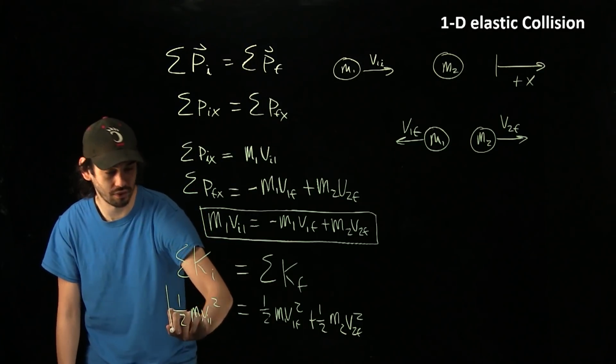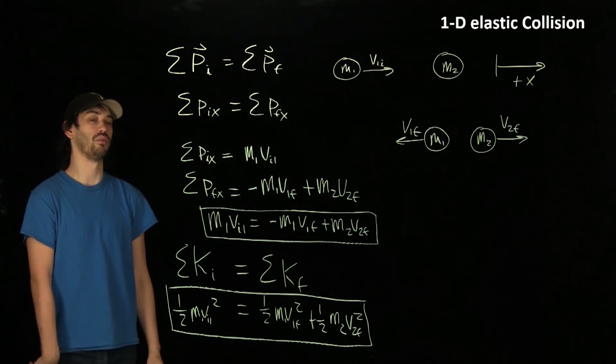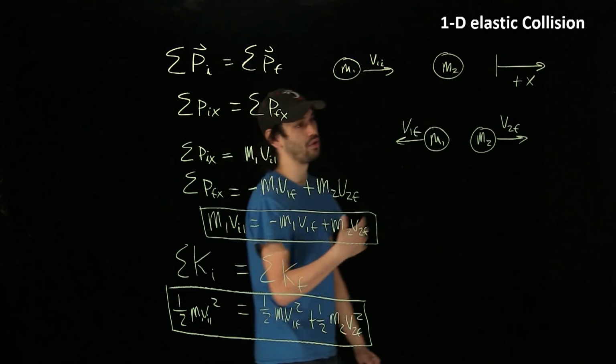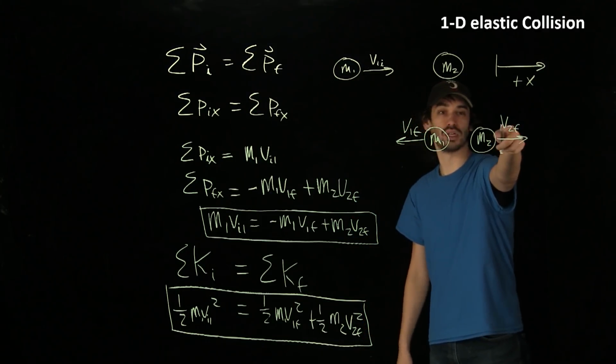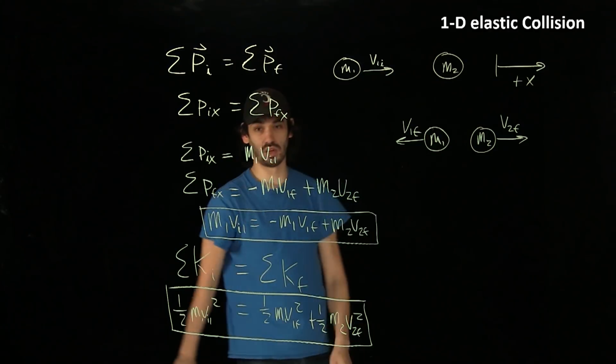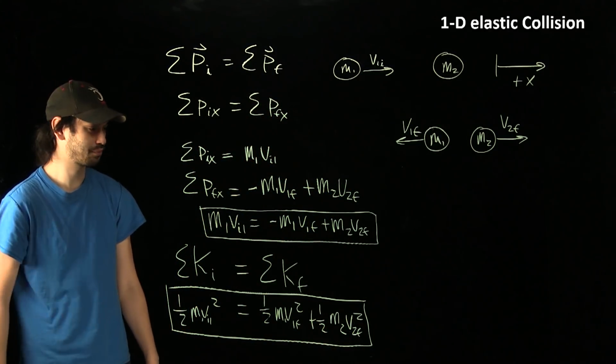Okay, and so now we have two equations that we could get in this situation. Now, we could apply some more specifics to this, and we might want to know what the velocity of this object is after the collision if we know all of the masses and the velocities, but those are details that you could fill in for a specific problem.